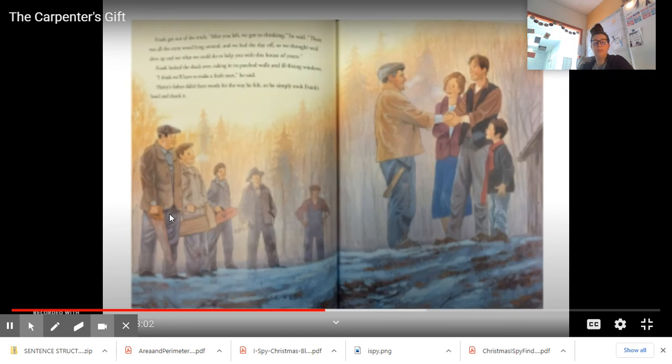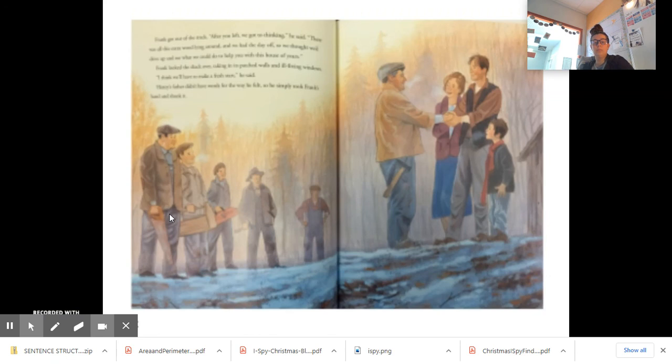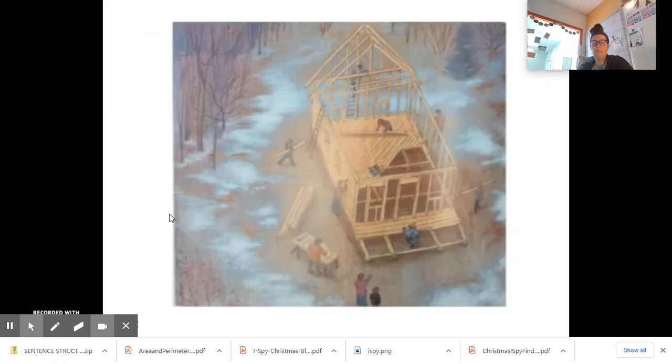You left. We were thinking, he said. There was all this extra wood lying around, and we had the day off, so we thought we'd drive up and see what we could do to help you with this house of yours. Frank looked the shack over, taking in its patched walls and ill-fitting windows. I think we'll have to make a fresh start, he said. Henry's father didn't have words for the way he felt, so he simply took Frank's hand and shook it.